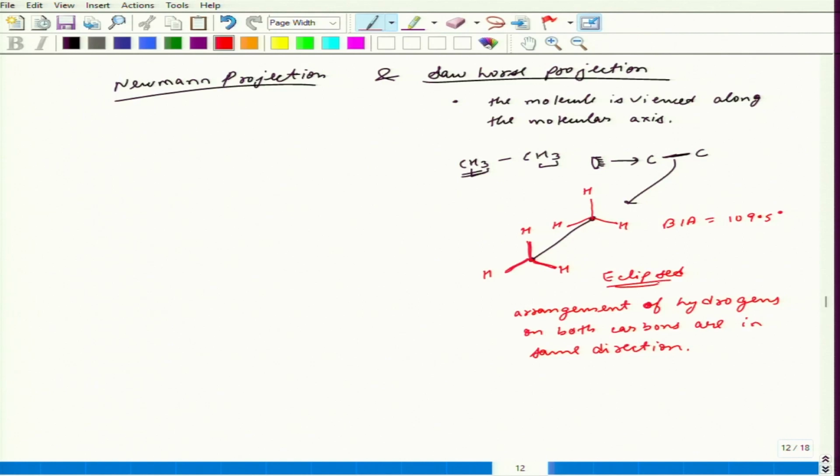Now, how is the staggered conformation possible, or how does it form? As we have discussed, this is the same C-C bond, and the two dots we have drawn represent the two carbons.